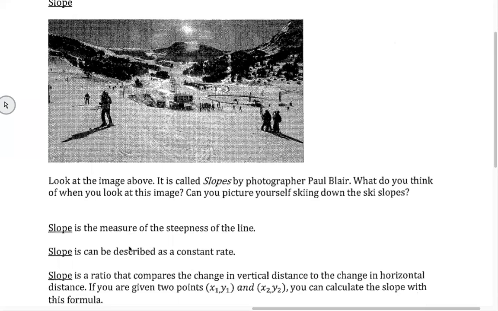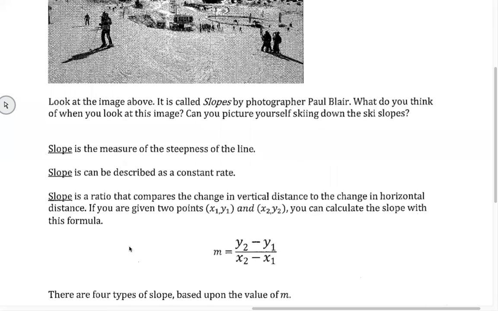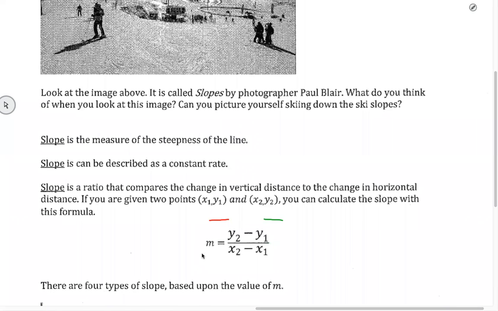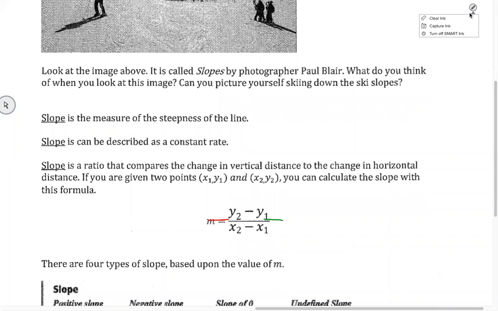So, slope is the measure of the steepness of a line, and slope can be described as a constant rate of increase or decrease. Then we have the formula for slope right down here. It's the change in y over the change in x. In order to find slope, we need 2 points. We label them x1, y1, and x2, y2. Then we write our formula, which is m equals y2 minus y1 over x2 minus x1, and then we simplify to get our slope.